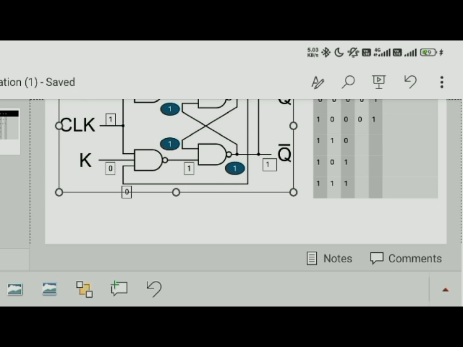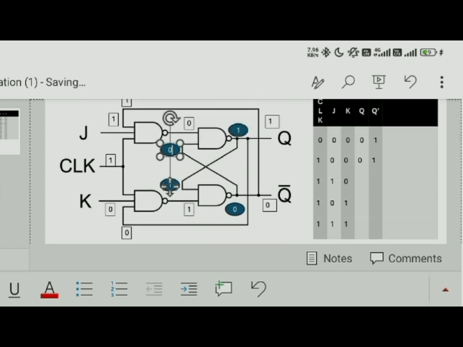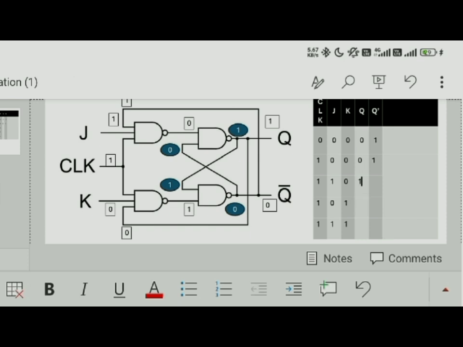Now that the value of Q has changed to 1, as you can see, 1 times 1 is 1, and the complement of 1 is 0. So Q complement is now 0. So when we set J and the clock to 1, Q will become 1 and Q complement is 0.